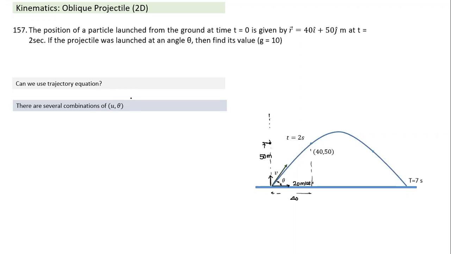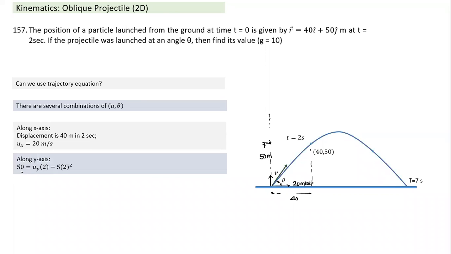Even if x and y are given, as per the information in the question, there are two unknowns. What are the two unknowns? u and theta. The trajectory equation will not work. So if we work along the x-axis, we break it down into two parts. Displacement is 40 meters in 2 seconds. ux is equal to 20 meters per second. Then along the y-axis, what is the displacement along the y-axis? You use the simple equation of displacement, s equal to ut plus 1 by 2 at square. We apply this equation in the y direction.